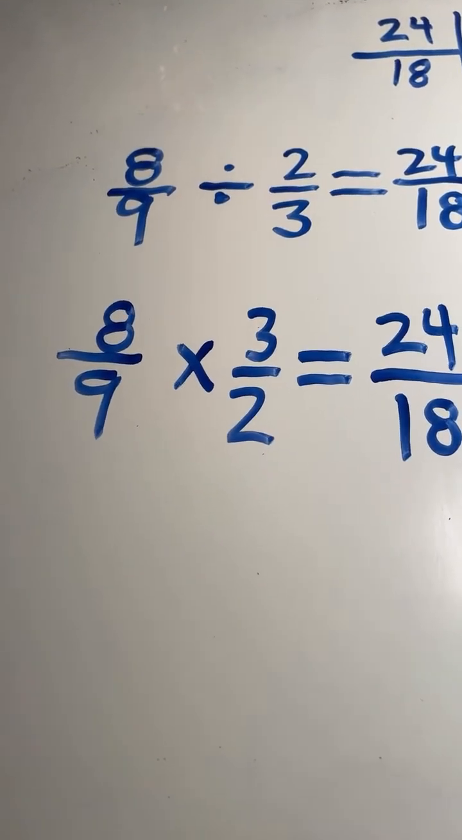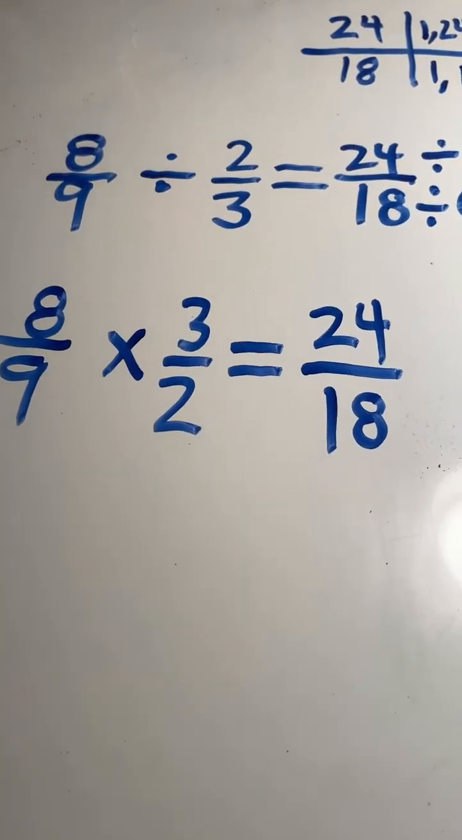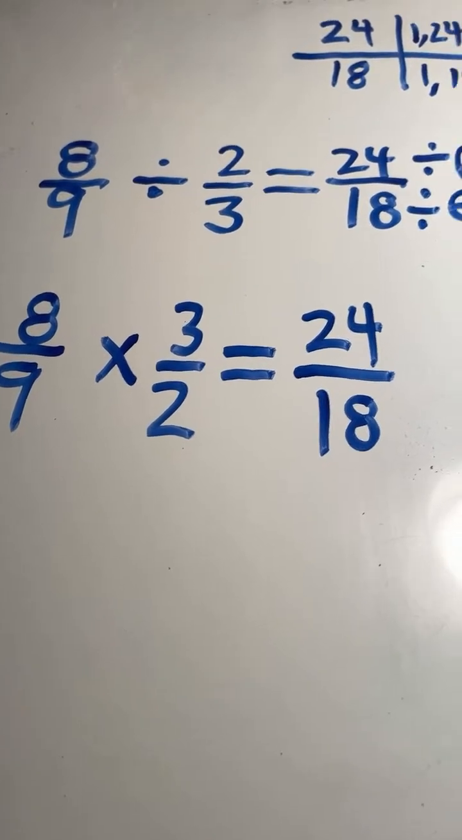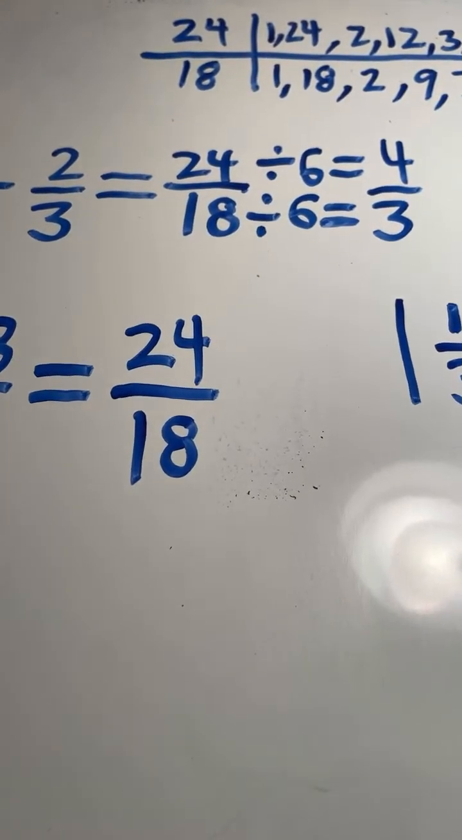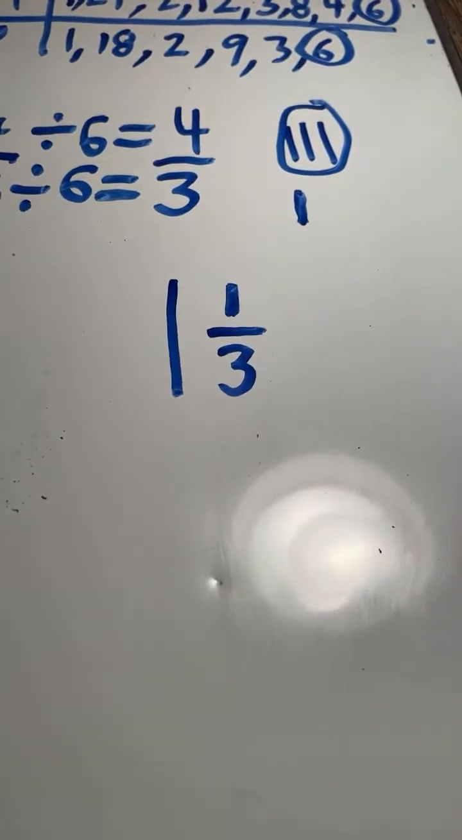8/9 divided by 2/3 equals 24/18, which reduced to lowest terms equals 4/3, which converted to a mixed number equals 1 1/3.